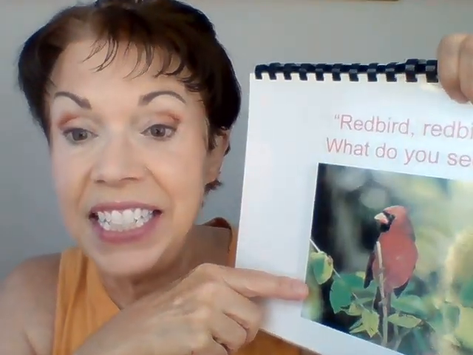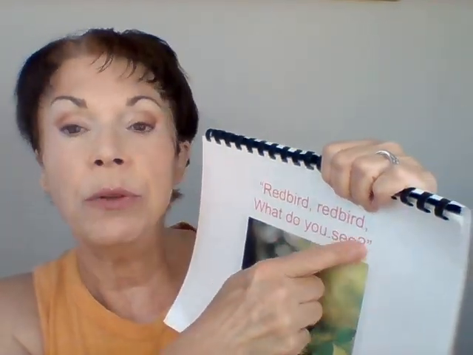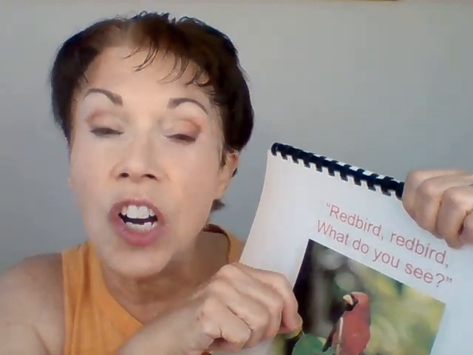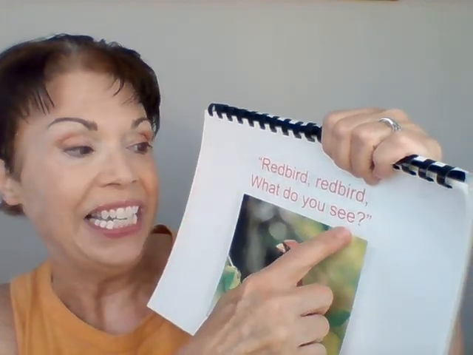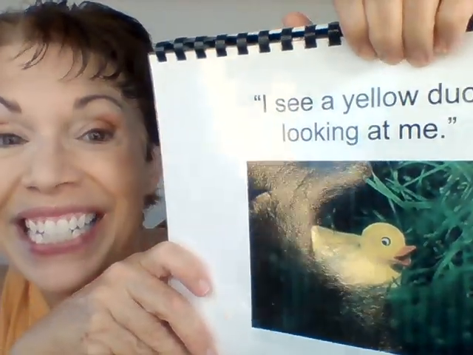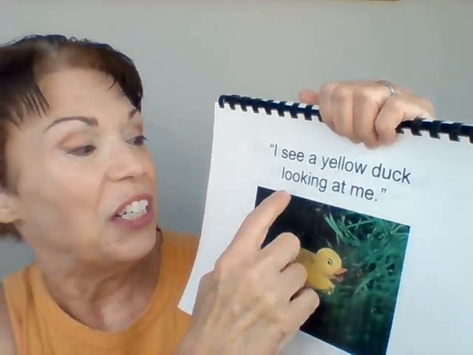Then there's a new page. It has the same photograph, but the words or the text are different. Red bird, what do you see? Now we're asking that little red bird what he sees. I wonder what it'll be. What is it? I see a yellow duck looking at me. And it's a yellow duck.